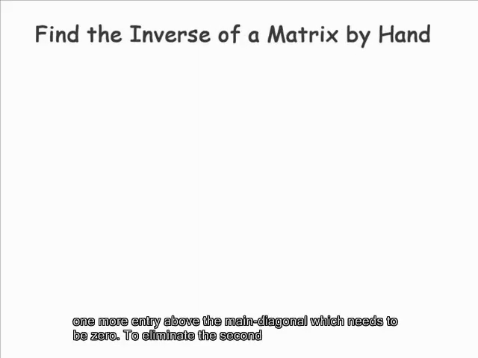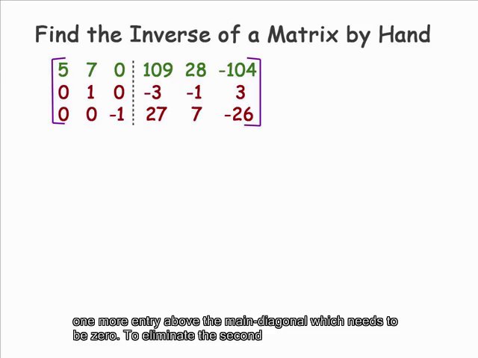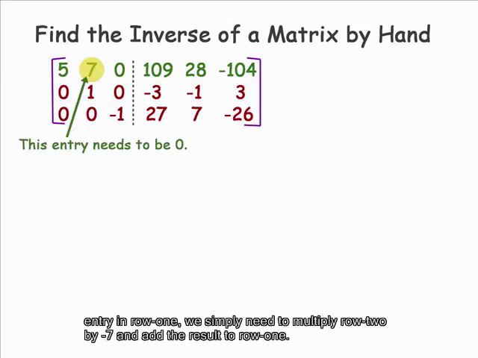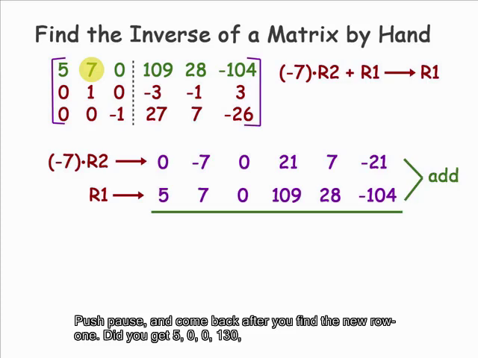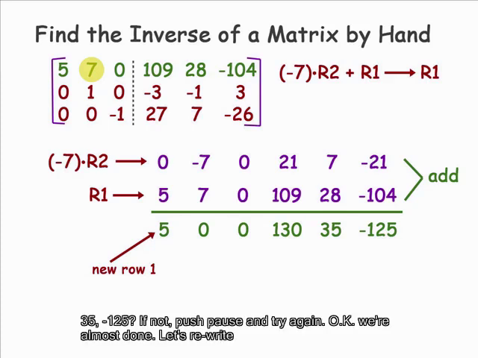Now we only have one more entry above the main diagonal which needs to be 0. To eliminate the second entry in row 1, we simply need to multiply row 2 by negative 7 and add the result to row 1. Push pause and come back after you find the new row 1. Did you get 5, 0, 0, 130, 35, negative 125? If not, push pause and try again.